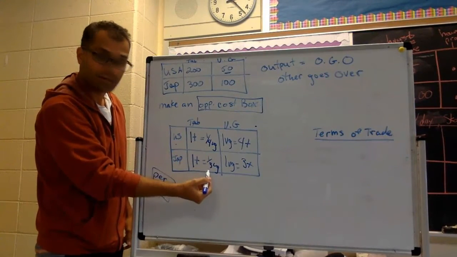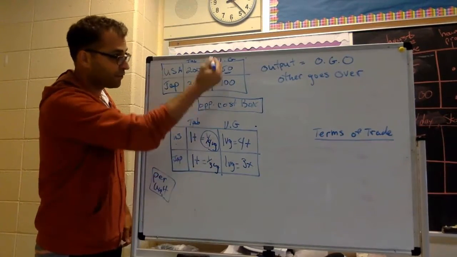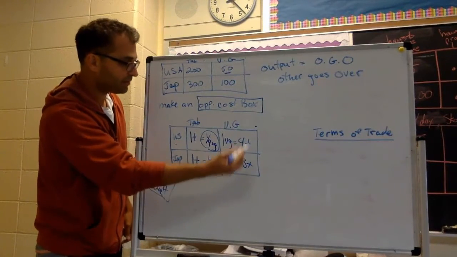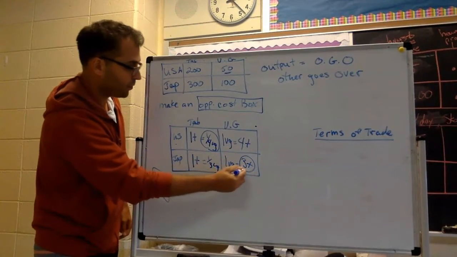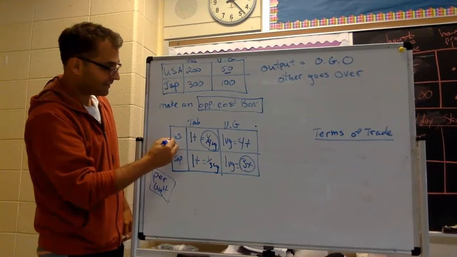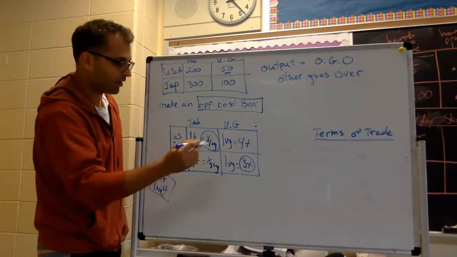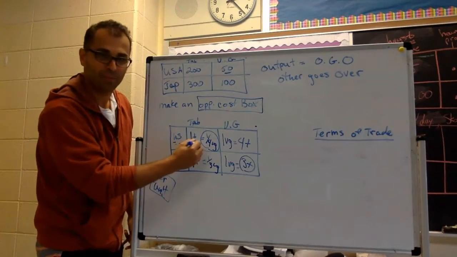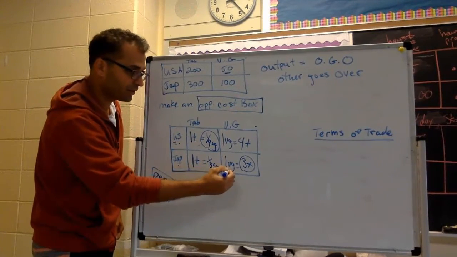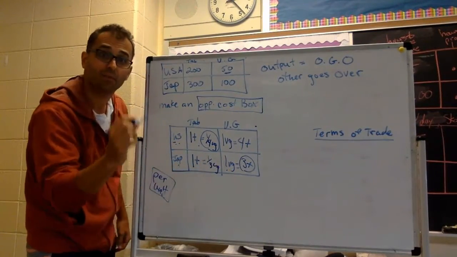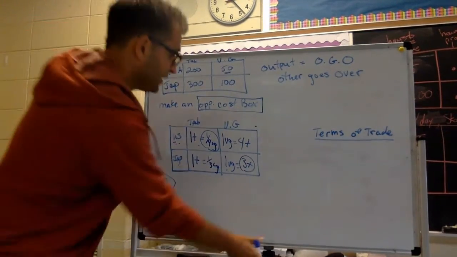1/4 is smaller than 1/3. And vertically for video games, who should make video games? 3 is smaller than 4. So the United States is going to specialize in tablets, and Japan is going to specialize in video games because they give a smaller opportunity cost. And that's going to be my answer.